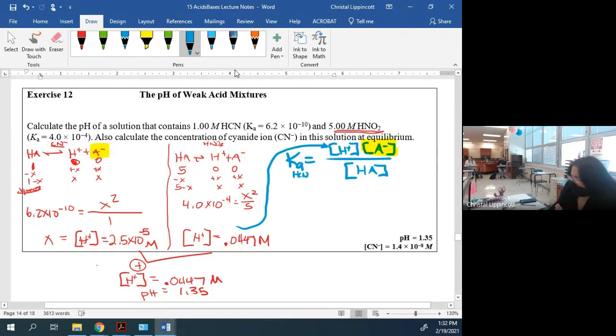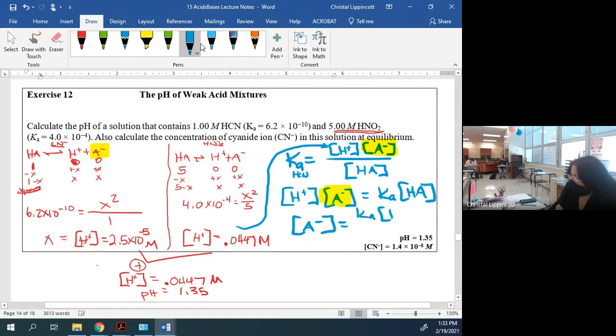If I want to rearrange this equation and solve for A minus, I'm going to multiply this to both sides. So cancel it over here and bring it over here. Then I would have H plus times A minus equaling Ka times HA. I want to isolate A minus, this is what I'm still solving for. So what do I have to do? I have to divide both sides by H plus. So A minus equals Ka times HA over H plus.